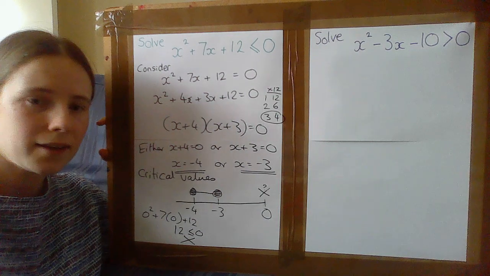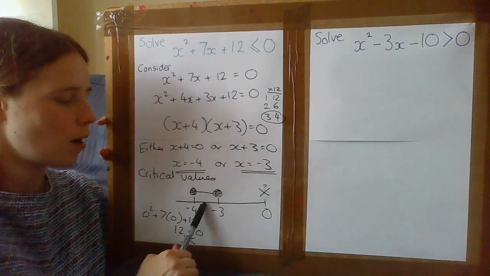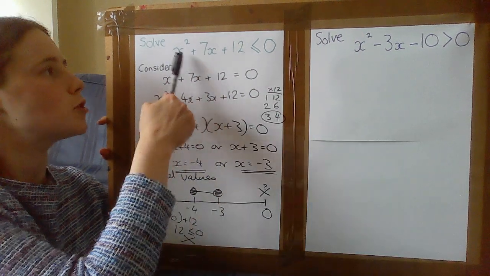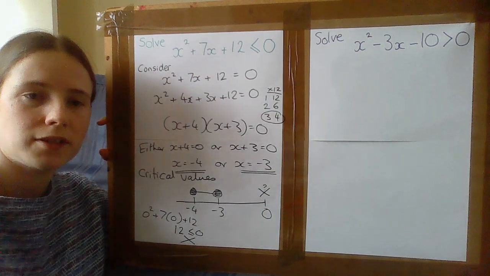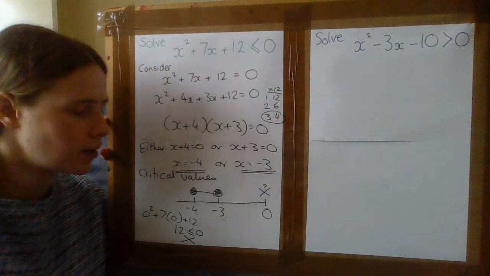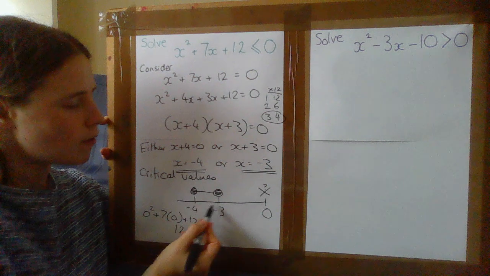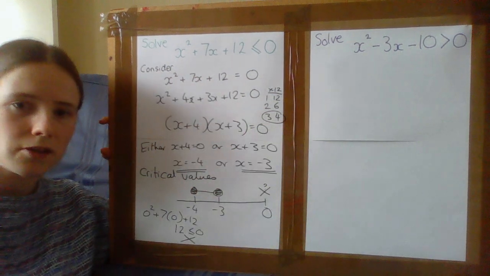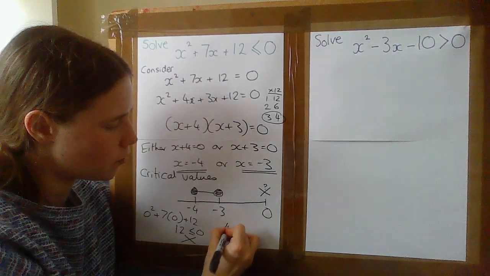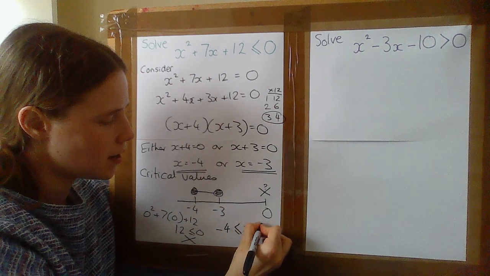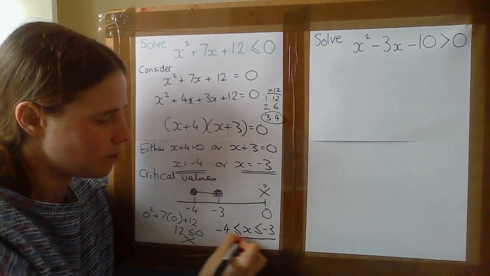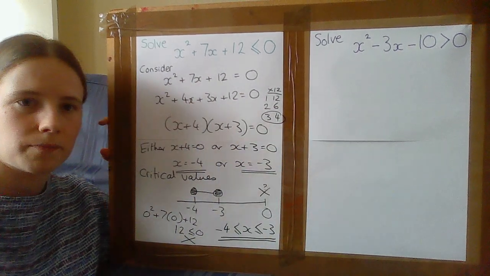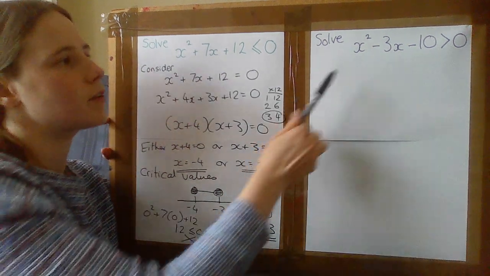If you wanted to check it, you could choose a number that's in between, like minus 3.5. Substitute minus 3.5 in, and you will find you get something less than or equal to 0. Okay, so this is the range of numbers that I need to capture for my solution. So I'm going to say minus 4 is less than or equal to x is less than or equal to minus 3. And that is the solution. Okay. Now let's have a look at this one here.